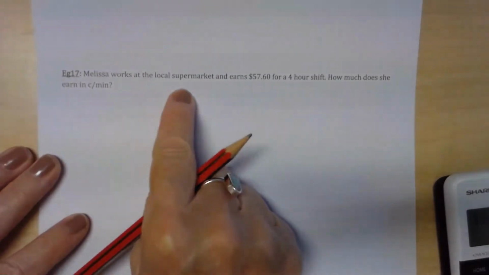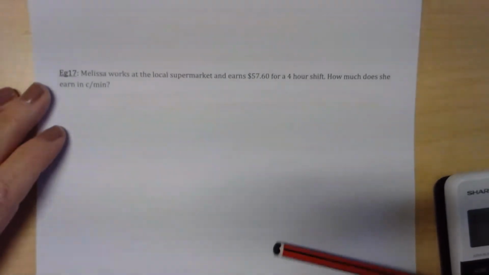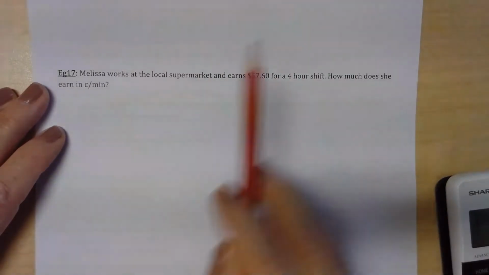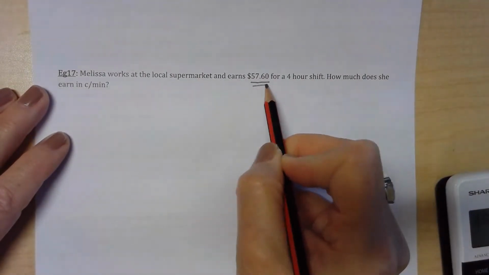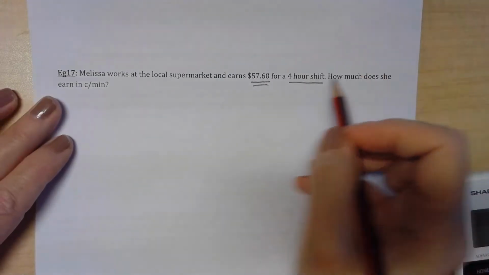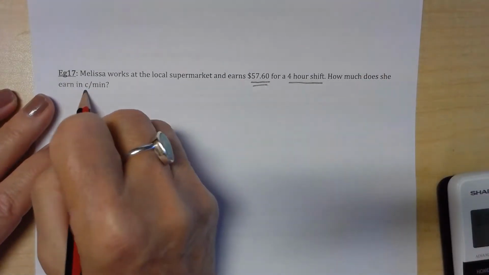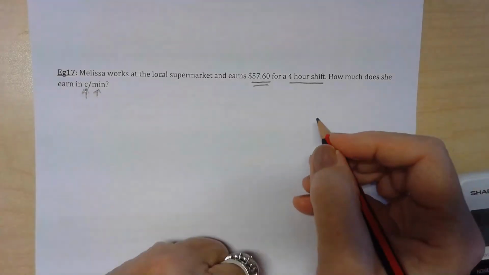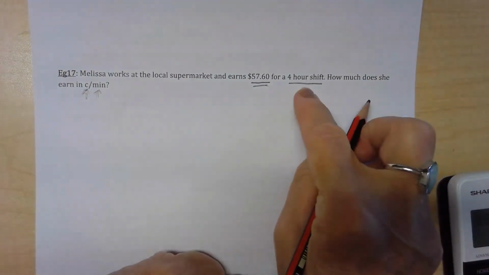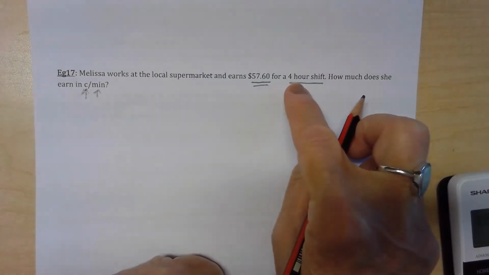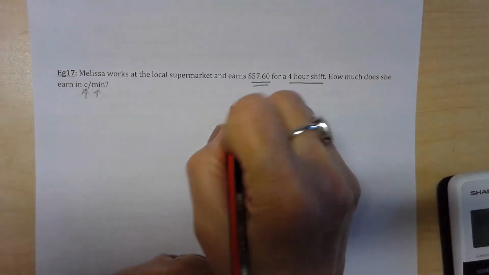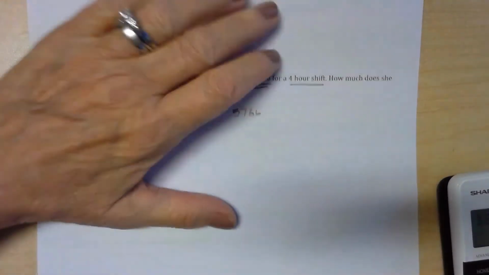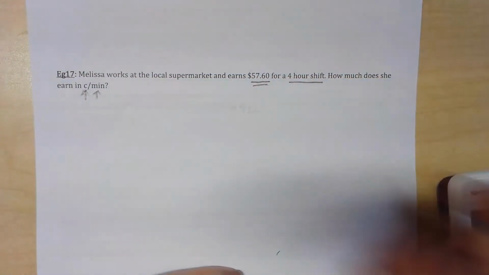Melissa works at the local supermarket and she earns $57.60 in a 4-hour shift. How much does she earn in cents per minute? Wow, cents per minute. Okay, let's figure this out. Let's do first how much she earns in 1 hour. So I go $57.60 in 4 hours.